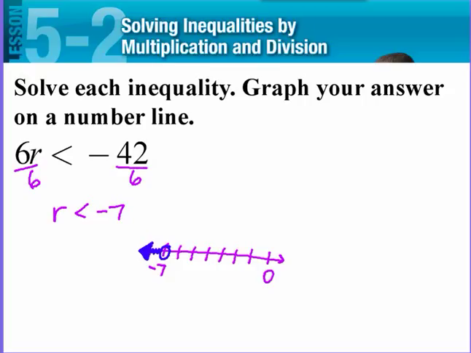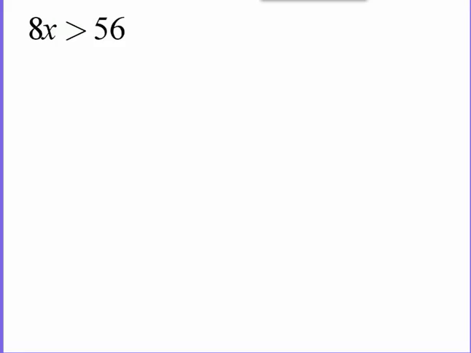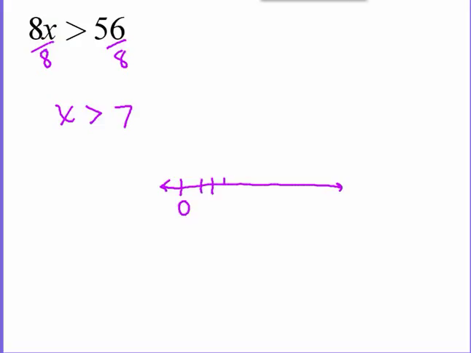So far so good? Which side does the variable have to be? Left. Okay, what are you going to do here? Divide by 8, very good. So what do you get? X is what? Greater than 7. Good. Okay, greater than always points to the right. So once again, you're going to have your number line just like the problem before. Here's 0. There's 7. What type of circle on 7? Open. Shade which way? To the right.